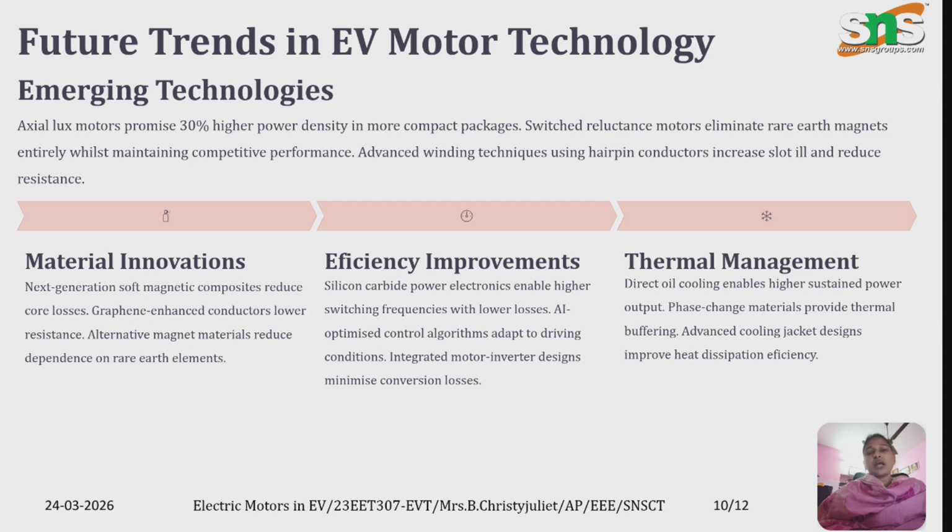Now let's look at the future trends of EV motors. New technology, like there are more updates in motors. We have axial flux motors and switched reluctance motors. These motors are being used in the upcoming EVs. Axial flux motors are more compact, whereas switched reluctance motors have no magnets.